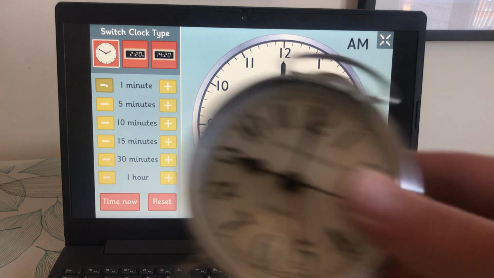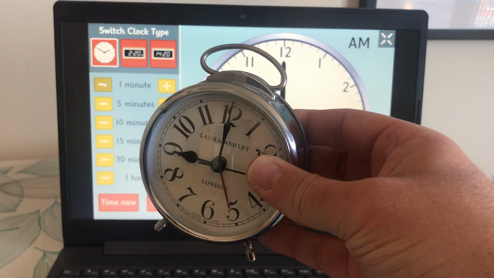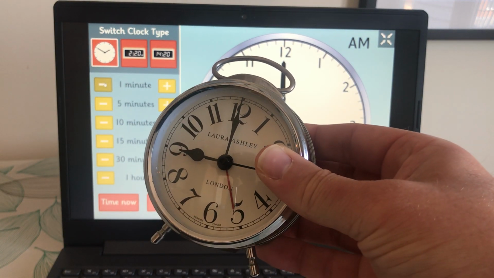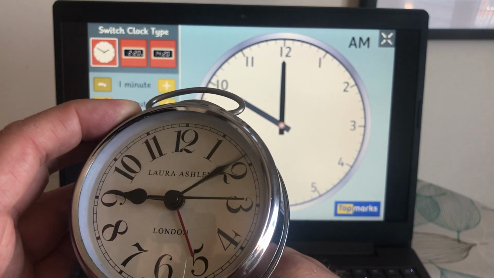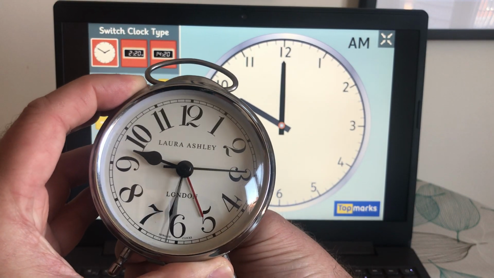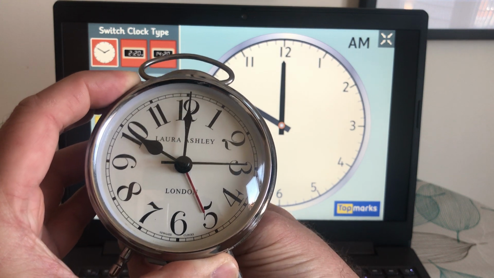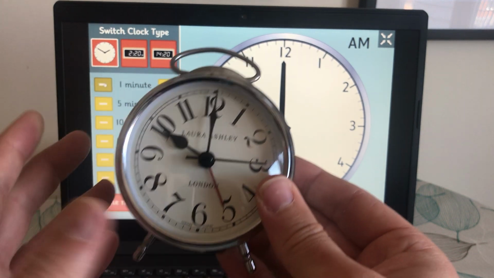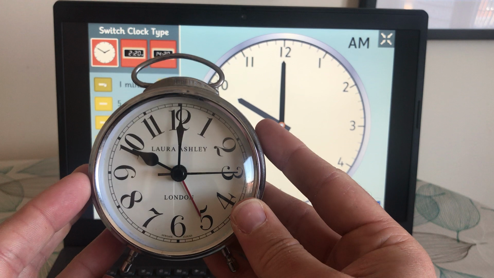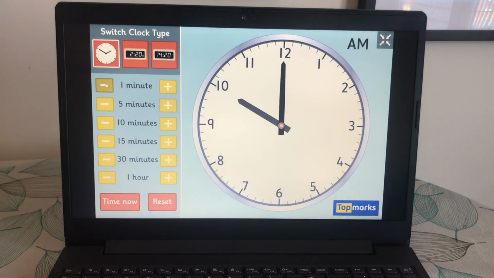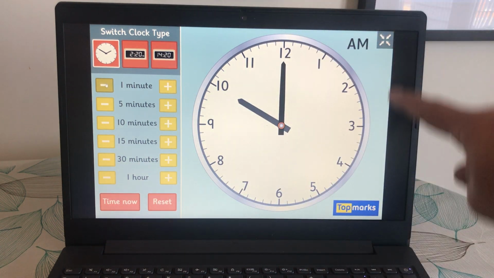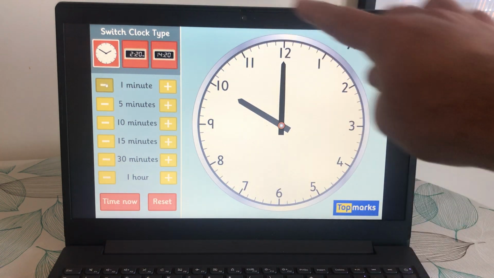Now at home I found this clock. Okay, so I've taken the battery out and on the back there's a dial and you can turn the dial to change the time. Okay, so if you've got a clock at home that your parents are happy for you to use, then make these times with your clock. It will really help. Okay. So this is the clock I'm going to help you to learn with this week.